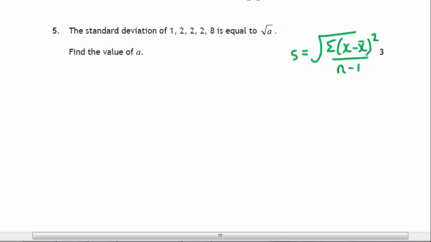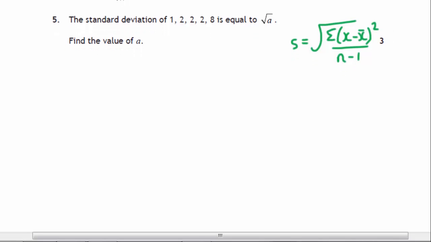Now here's another question from 2015. Now, this can look a bit scarier than it actually is, and this is a formula that's given to you in the very front of your paper. So the main thing is actually understanding what all this means.